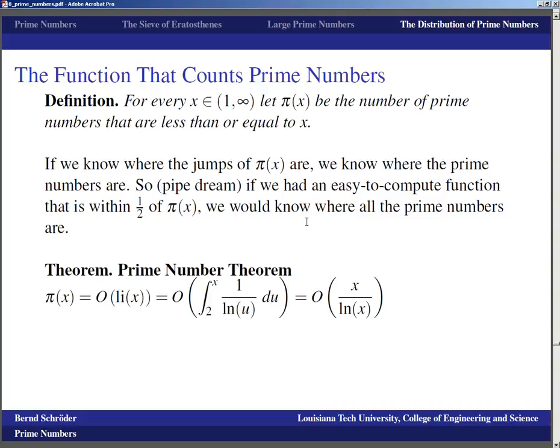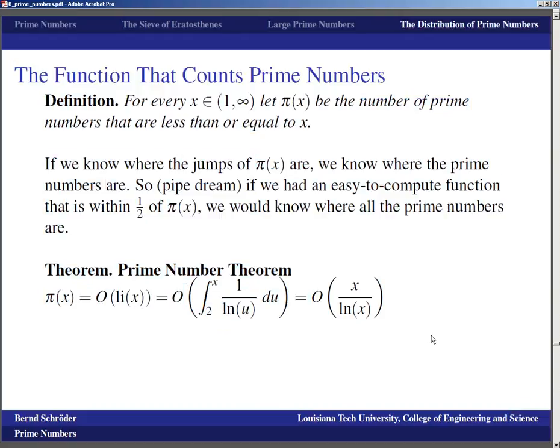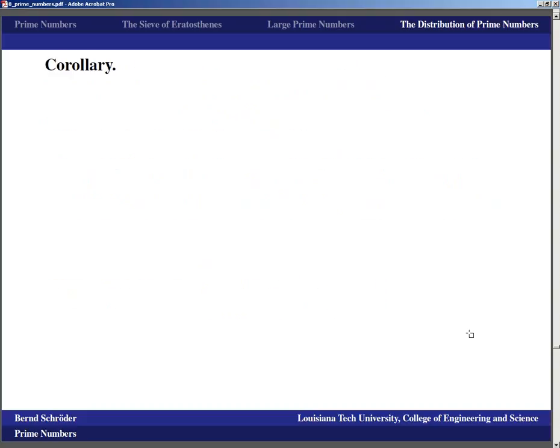However, this function can be analyzed, and the prime number theorem is that the function pi of x grows like the logarithmic integral, which is the integral from 2 to x of 1 over ln u du, which in simpler terms grows like O of x over ln x, and so it grows sublinearly, as people say. It grows less fast than x itself. And so with functions like these and with results like these, we can talk about the distribution of the prime numbers.